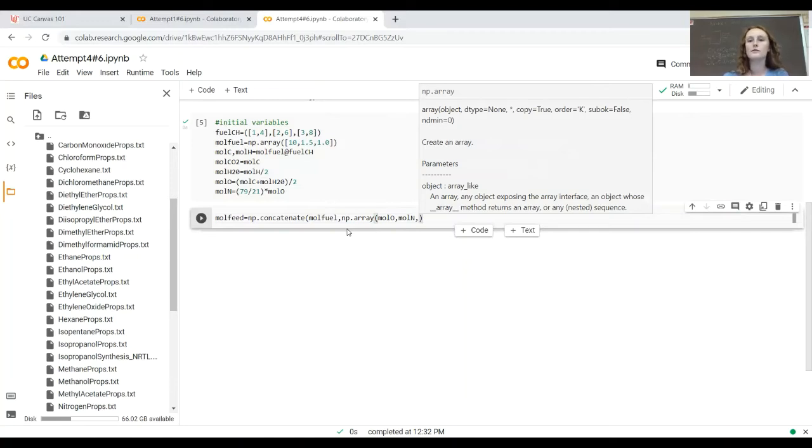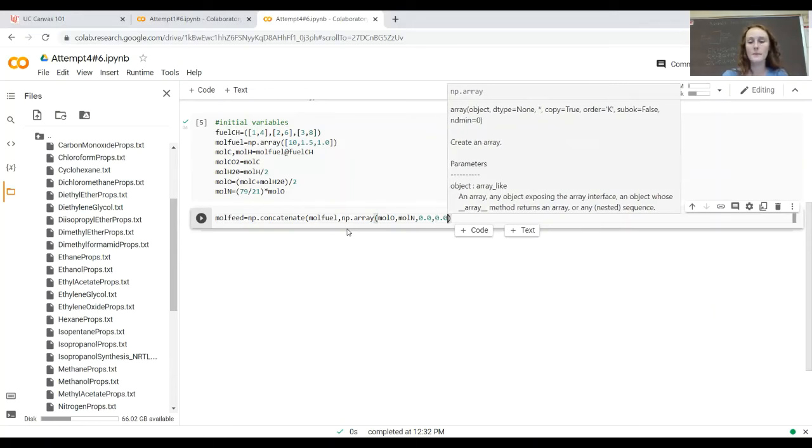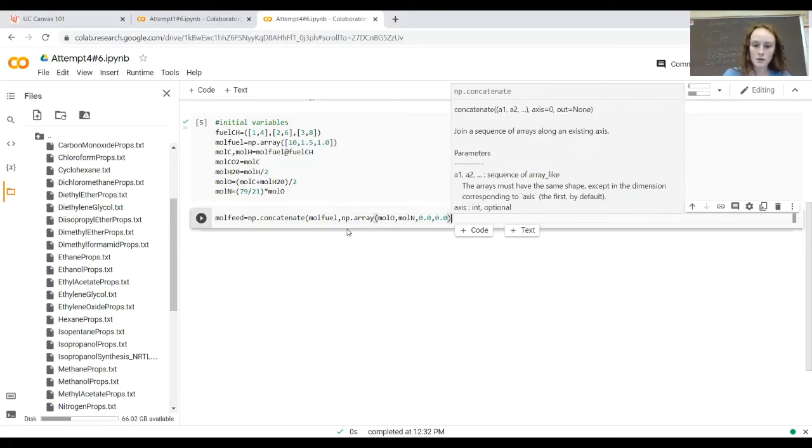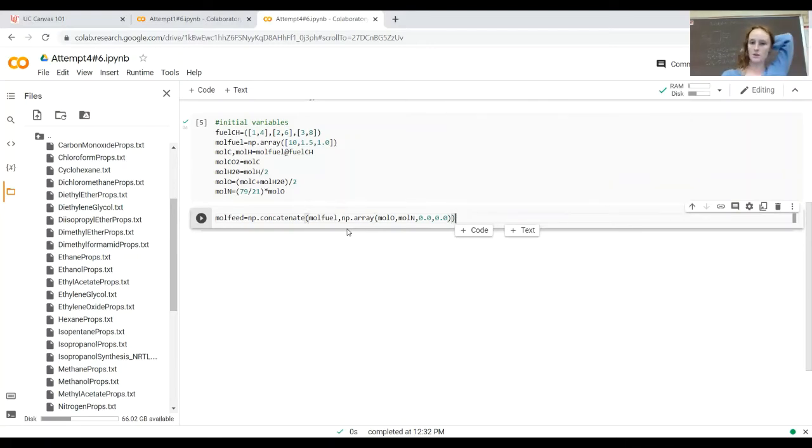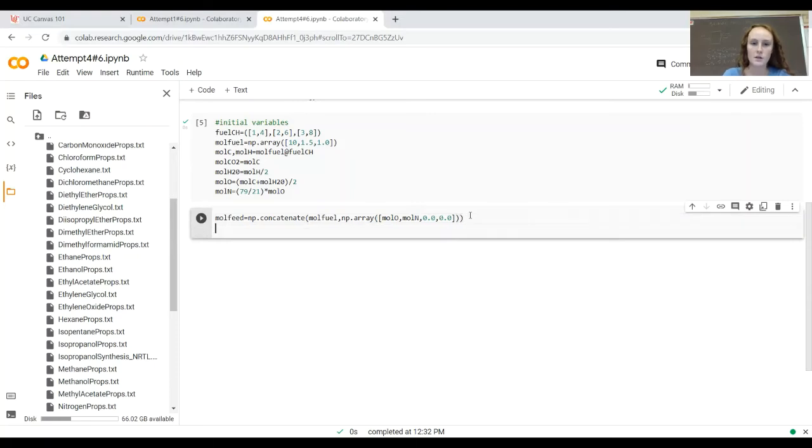So next would come moles of CO2, but that's going to be 0, because we don't have any CO2. These are the reactants. And we also have water, also 0, because as I said, these are the reactants. There we go. Let's see, we probably need some brackets here to make that run. Perfect.